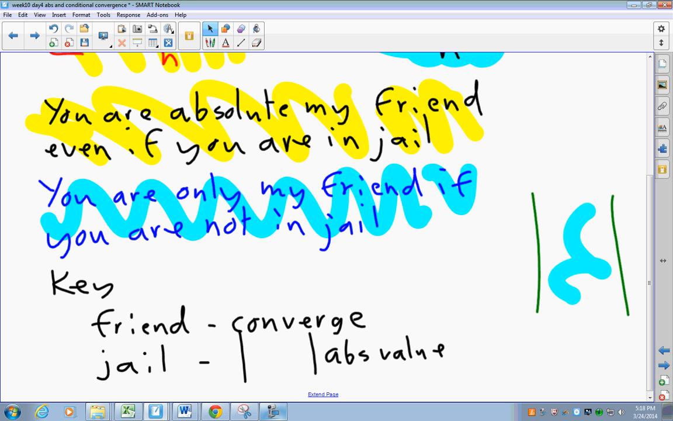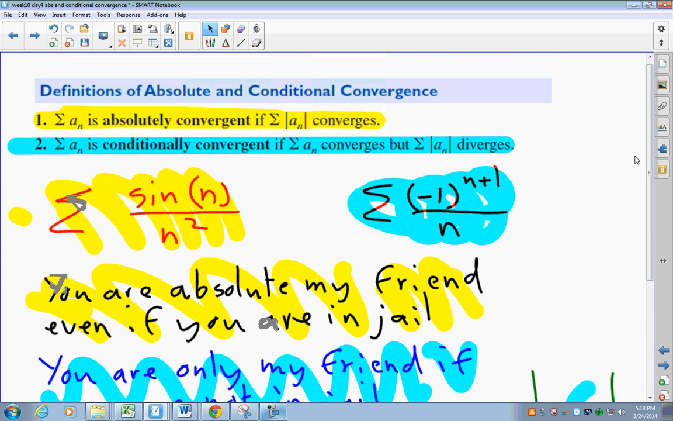This metaphor worked a lot better in my head, and if you were with me in class, it might be flowing more, but some of you might just be going, Bach, there's another metaphor that you missed on. So whatever it takes for you to realize, absolute convergent means you are convergent in jail or out of jail. So you're absolutely my friend. Conditional convergence means I'm only going to be your friend if you are out of jail.